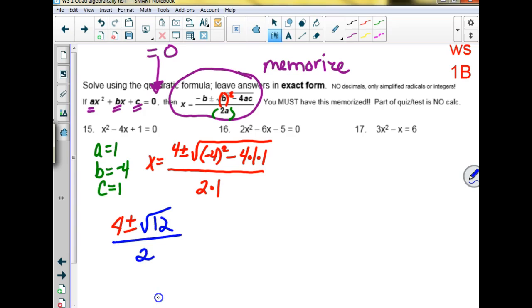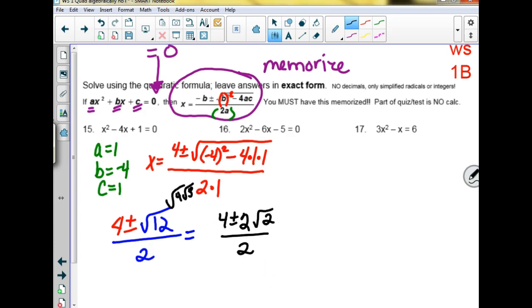All right. Remember we said we're going to have to simplify radicals. So this breaks down as a perfect square has to be one of them. Okay, I can't use 2 and 6 because neither one of those are perfect squares. If I make it square root of 4 times square root of 3, the square root of 4 is exactly 2. So I have 4 plus or minus 2 square roots of 3 all over 2.